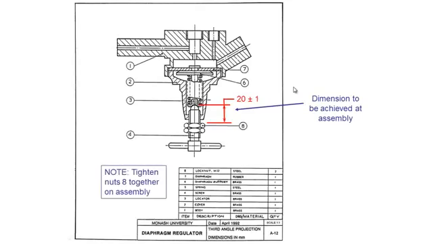We would also include a note with this, telling the person assembling it what to do. So: tighten nuts 8 together on the assembly so they're threading against each other and lock into that position. And to measure this out, you could just use a ruler or something.